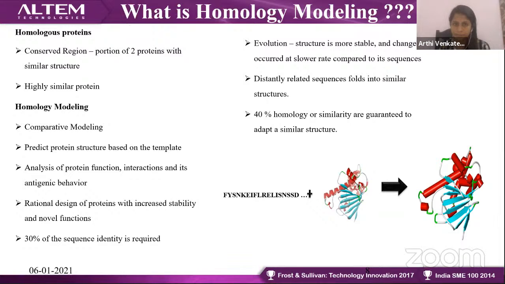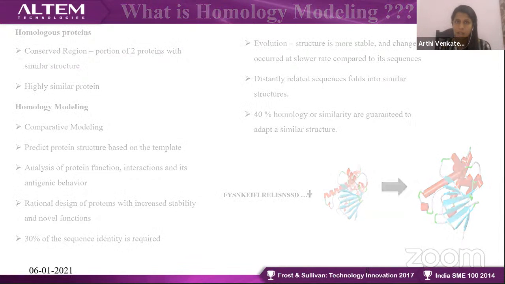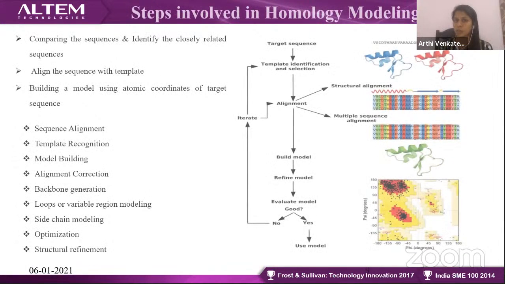So what are all the steps involved in homology modeling? How can we perform homology modeling? We'll be having certain steps. Say for example, you have to compare the sequences and identify the closely related sequences. And once you have aligned the closely related sequences, you need to align the sequences with the template. So say for example, you take this example as a COVID sample, and you will have your target sequence as your COVID sample, and you need to do the template identification.